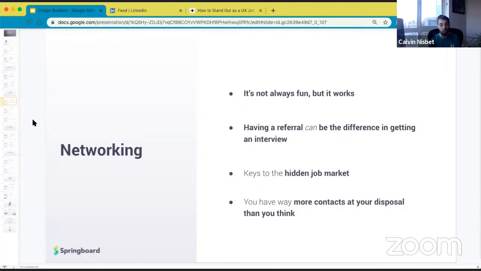So if you're seeing that there's not a lot of junior and entry level roles in your area, start tapping into the market a little bit more there and see if there's some other opportunities that pop up. And then the last comment on this before I get into some strategies, I always tell my students, you have way more context at your disposal than you think.